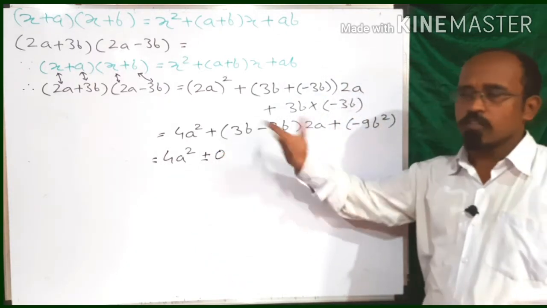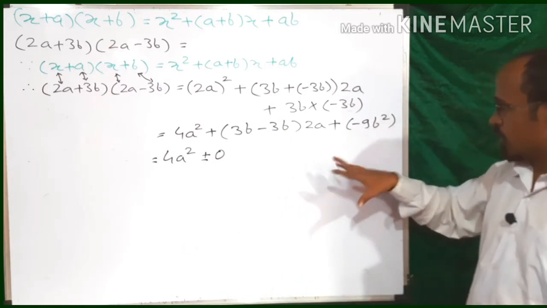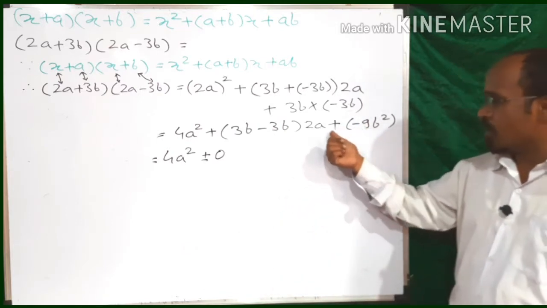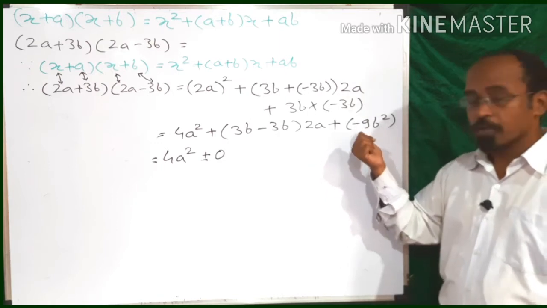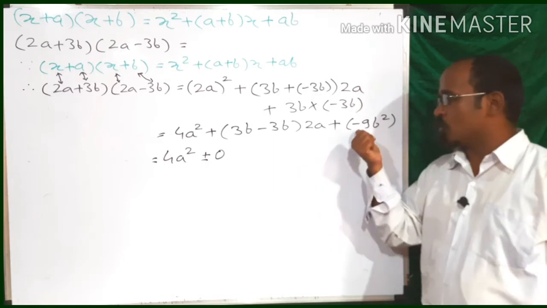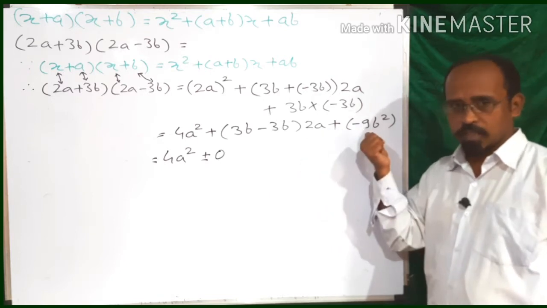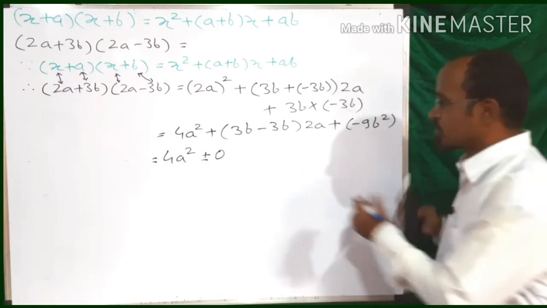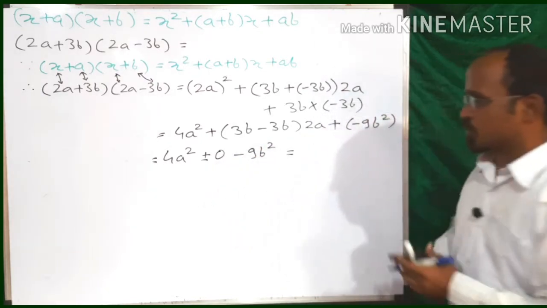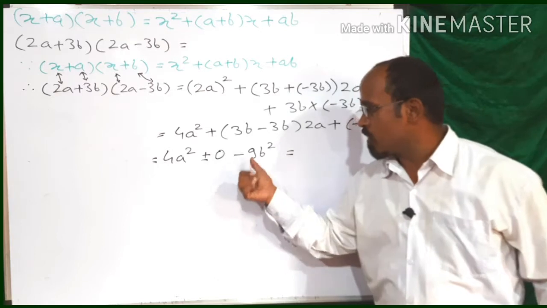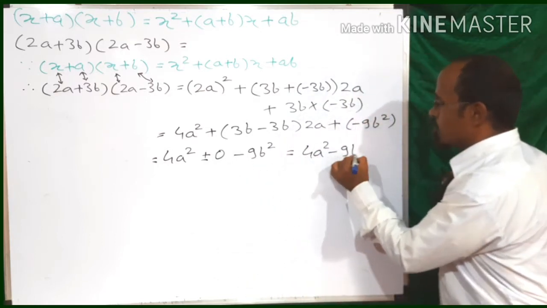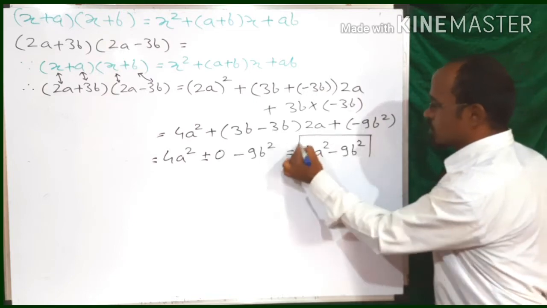Plus minus 0, so that 0 will be either plus or minus. It doesn't matter. Plus minus minus. We have to remove the brackets. Whenever removing a bracket, the symbol outside the bracket is plus, so don't change the symbol of the number inside the bracket. So write it as minus 9b square, which is equal to 4a square minus 9b square.